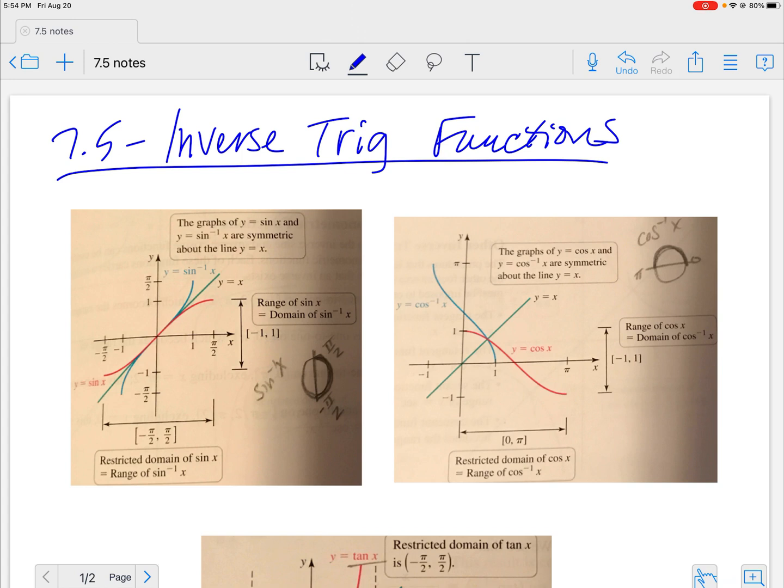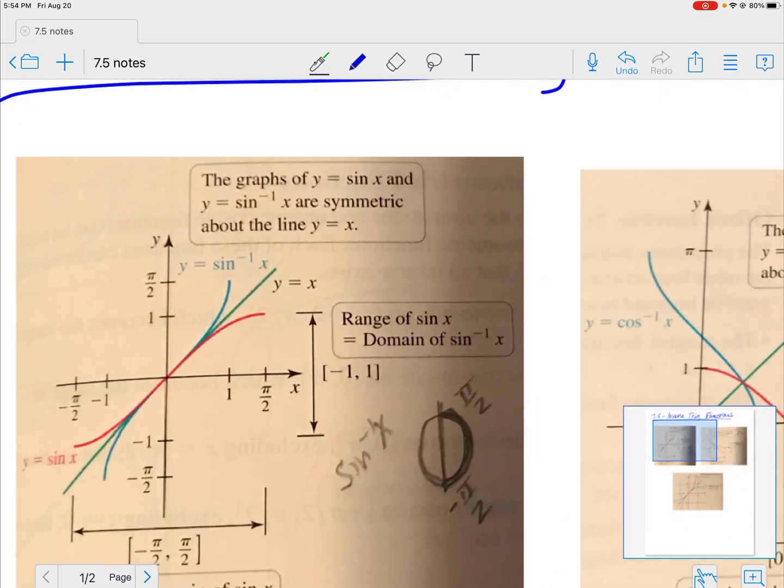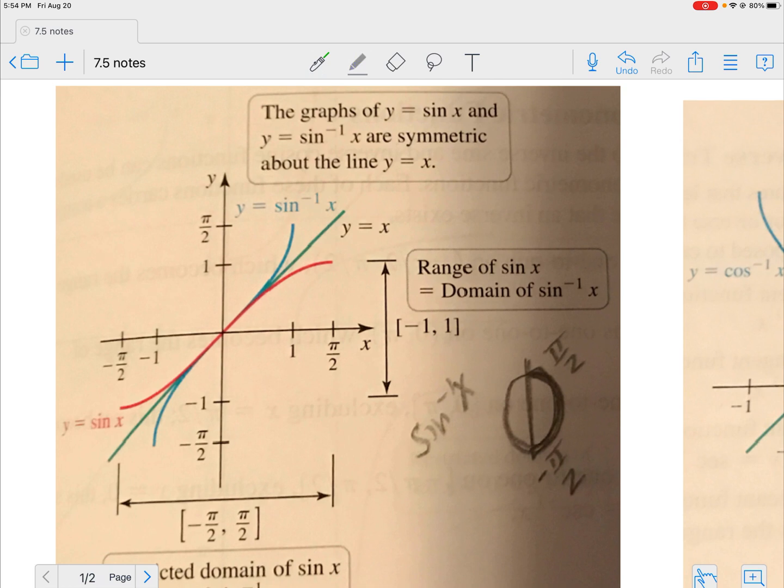So I already have these images out of your book uploaded here so that we can go right from here and just see what it looks like. Let me get my pointer going. Okay, so let's focus on sine first. The first graph I have, let me get red going on here, is just my regular sine function. It is going from down here, my minimum of negative pi over 2. You follow along and you come up here to pi over 2.